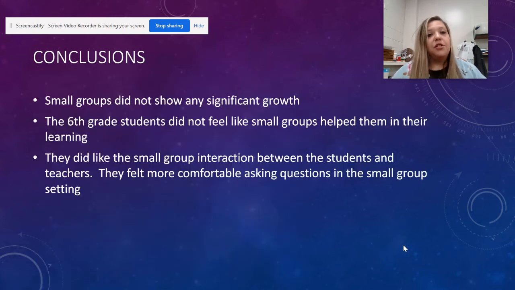And then in conclusion, small groups did not show any significant growth in comparison to direct instruction. The sixth grade students also did not feel like small groups helped them, but they did like the interaction between themselves and the teacher.